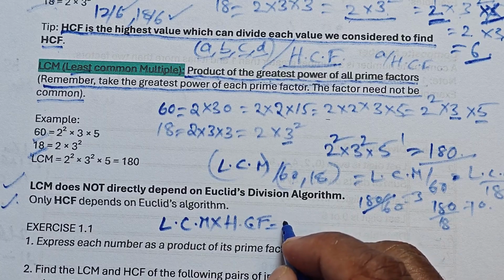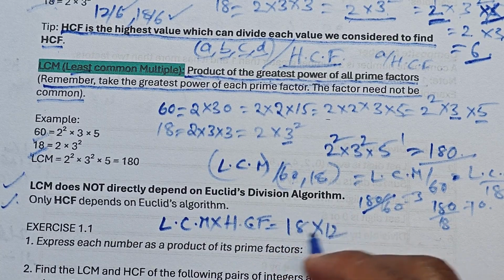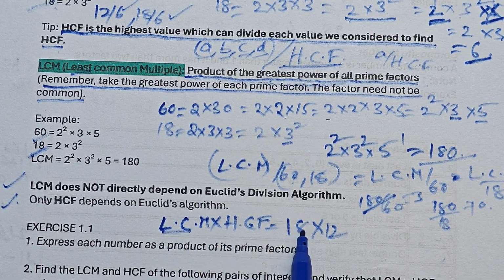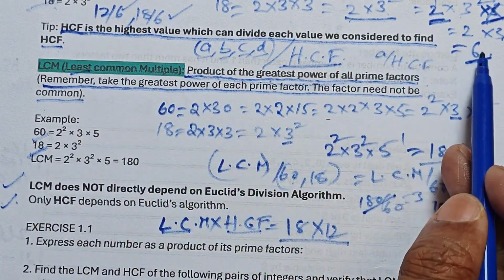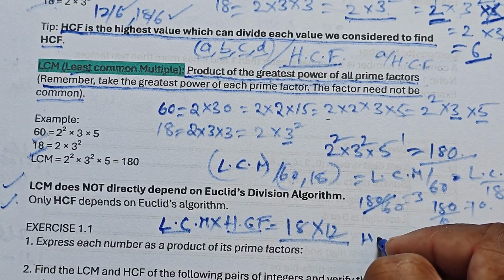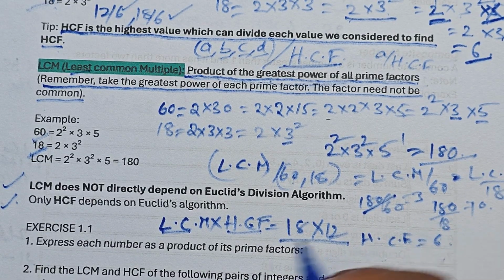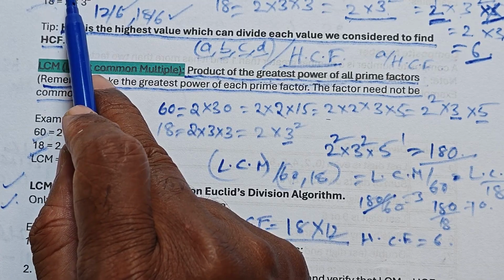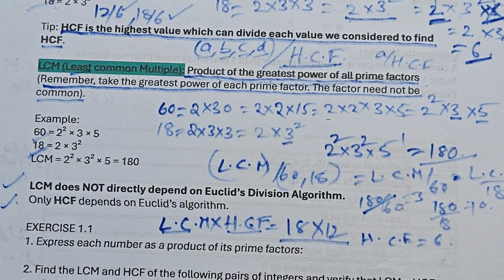Suppose we find the LCM and HCF for 18 and 12. Then LCM of 18 comma 12 into HCF of 18 comma 12 is equal to 18 into 12. See here, HCF of 12 comma 18 is 6. And what is LCM? If you remember, it is the product of the highest prime factors, 2 square into 3 square, correct? So LCM is equal to 2 square into 3 square. 2 square is 4, 3 square is 9, 4 into 9, LCM is 36.